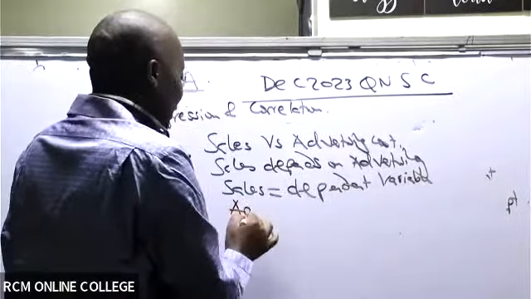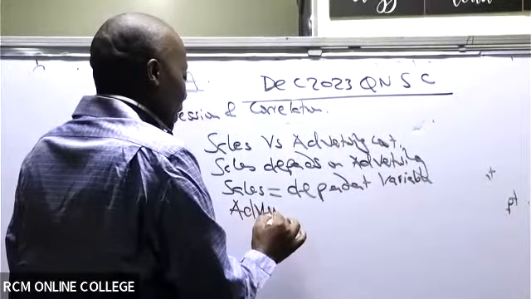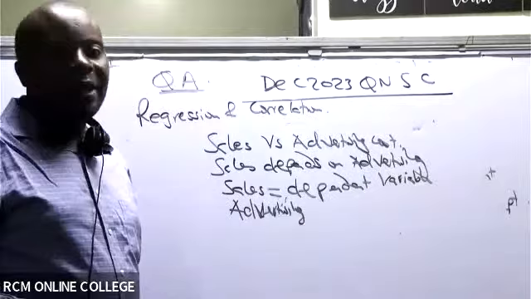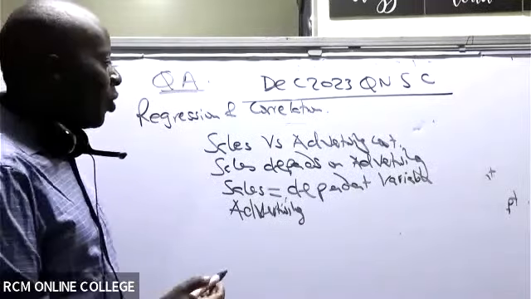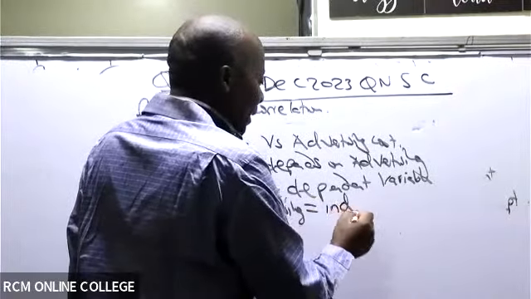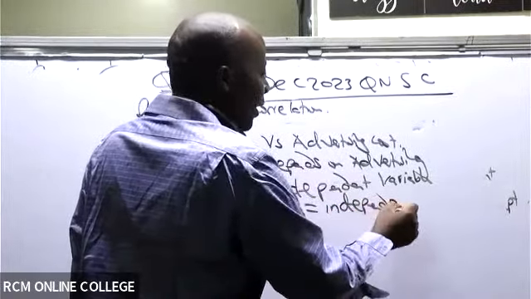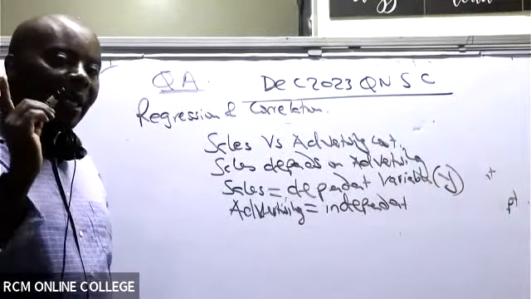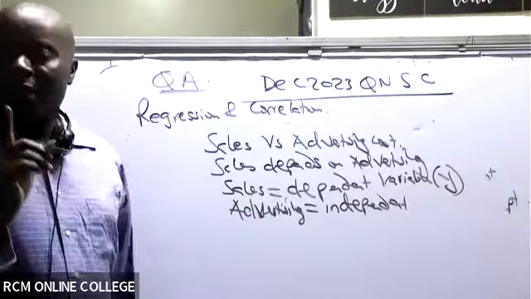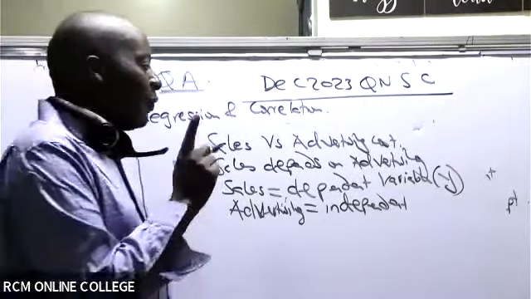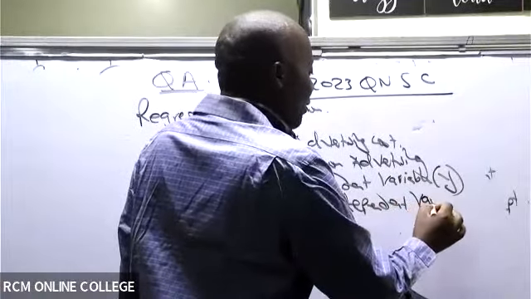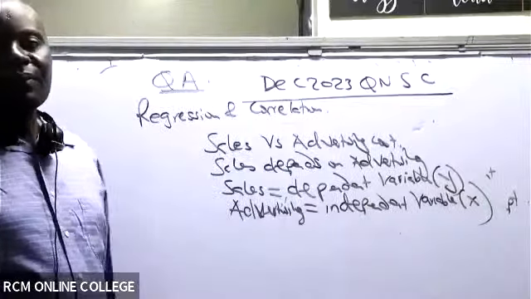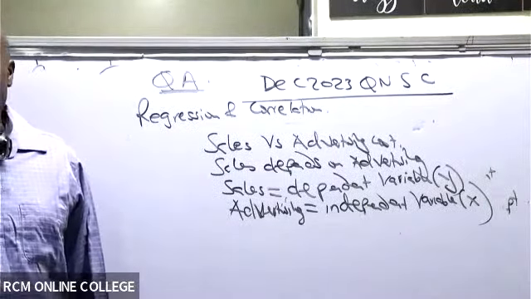And then we have advertising. Advertising will be on the other side of the coin. So in this case, the advertising cost will become the independent variable. Remember, the dependent variable is always your Y variable, and the independent variable will be your X.